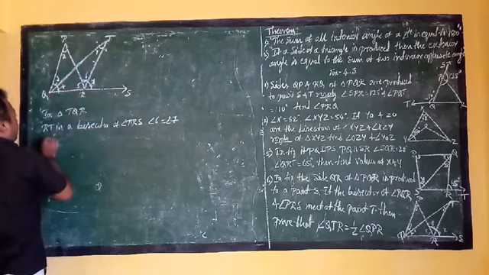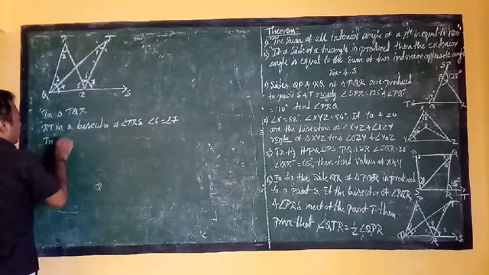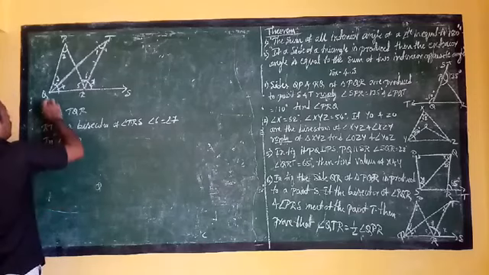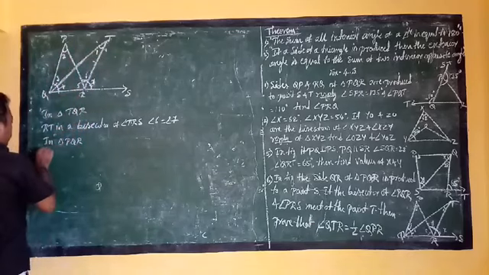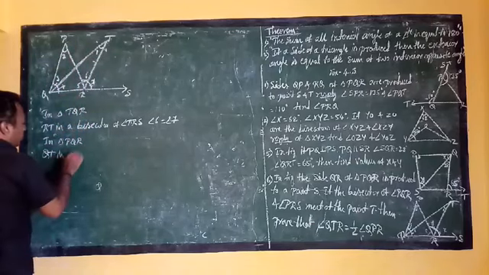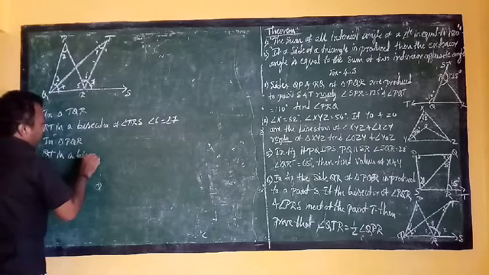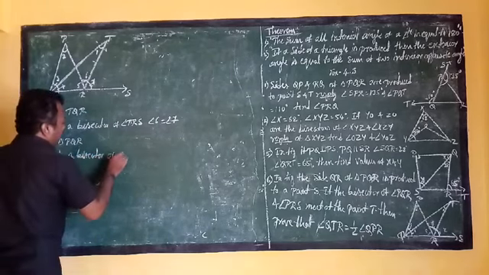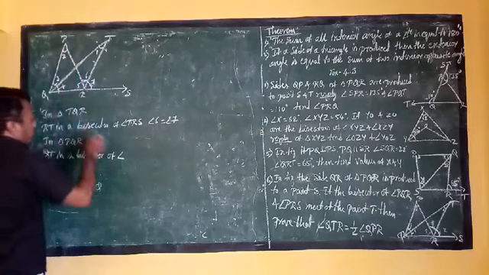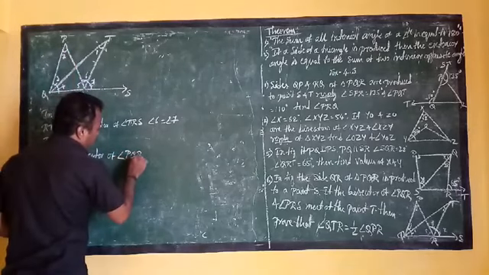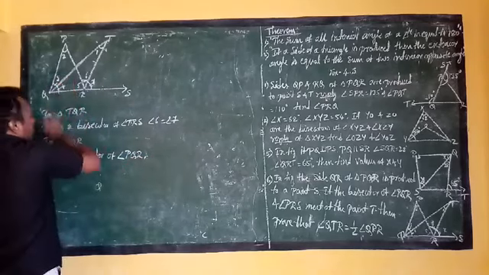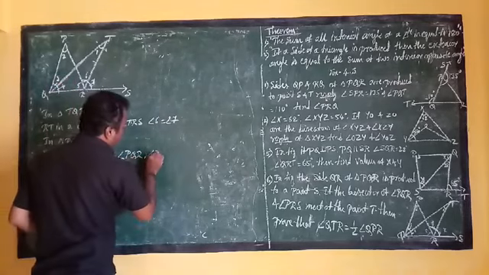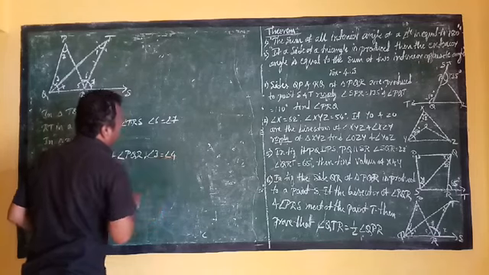PQR, you should take triangle PQR. In triangle PQR, QT is the bisector of angle PQR. So therefore, QT is a bisector of angle PQR. Therefore, angle 3 is equal to angle 4. These two angles are equal. Angle 3 is equal to angle 4.